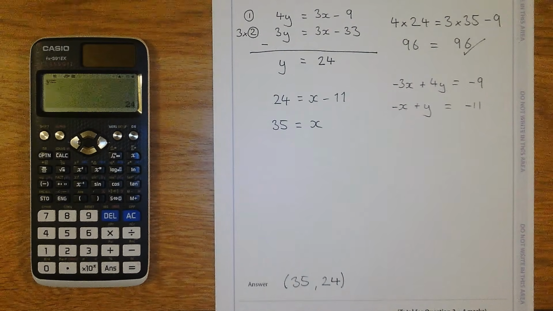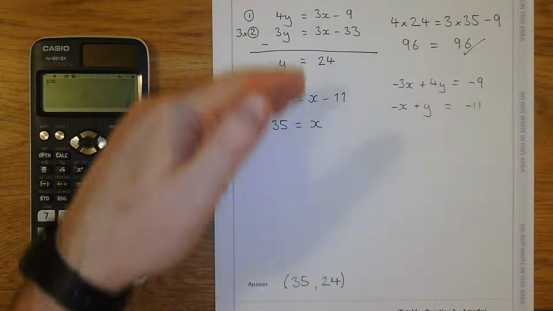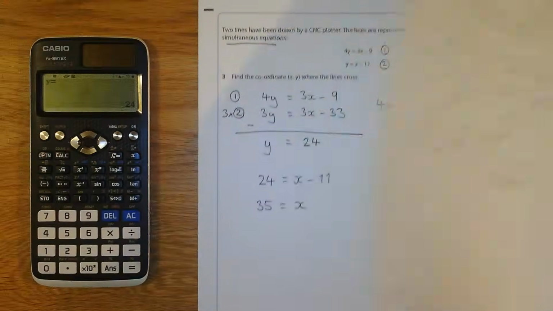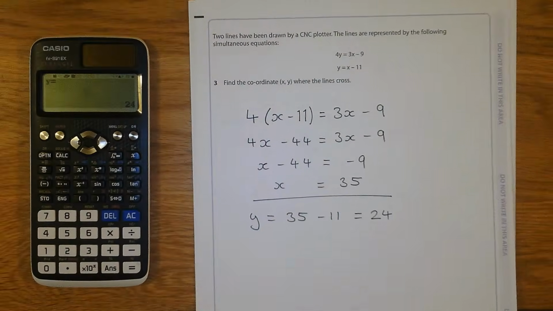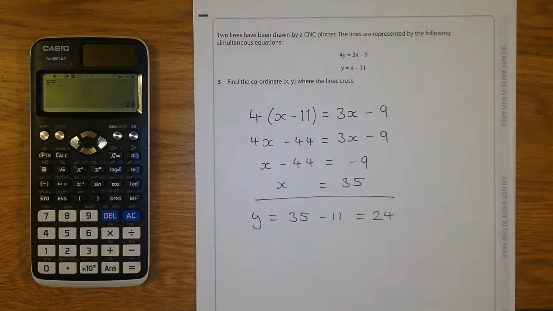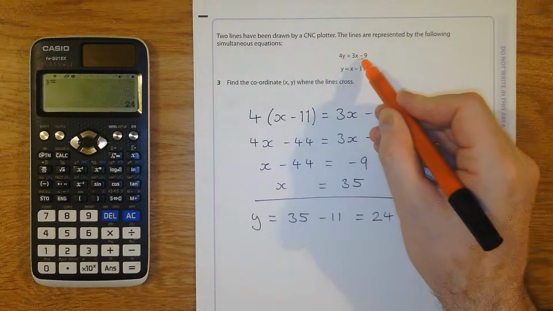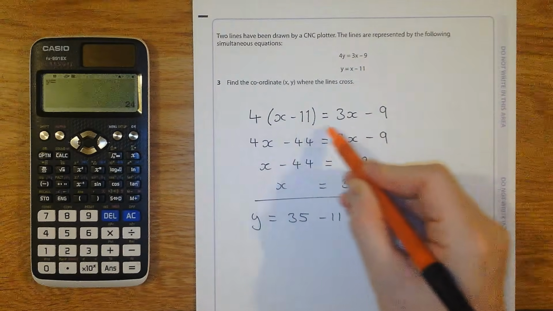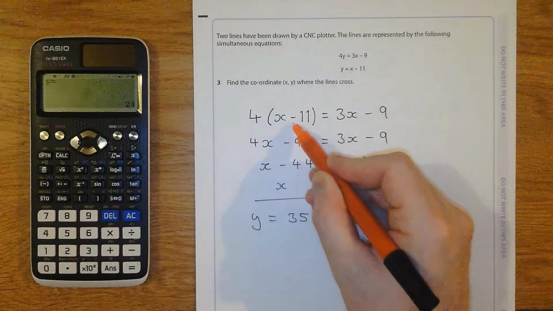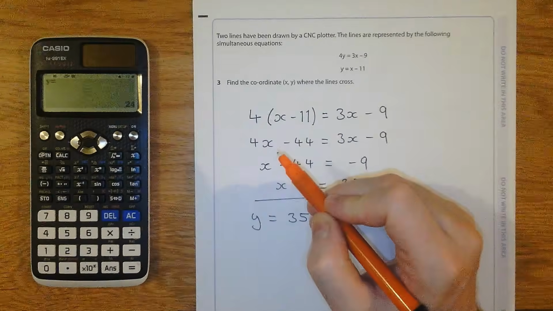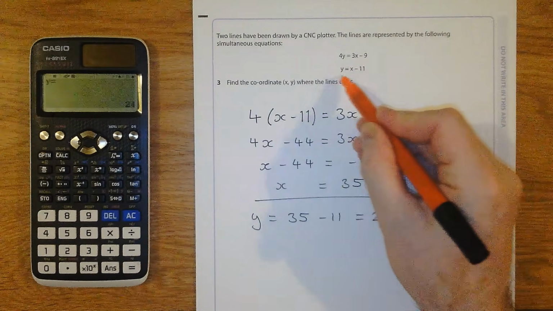There is an alternative way of doing this question. The method of simultaneous equations I did here is known as the elimination method, but you could also do the substitution method. In this instance, 4y is equal to 3x minus 9. Here I've written that out, but I've swapped the y for x minus 11, because y is equal to x minus 11. That's the substitution that I've made.